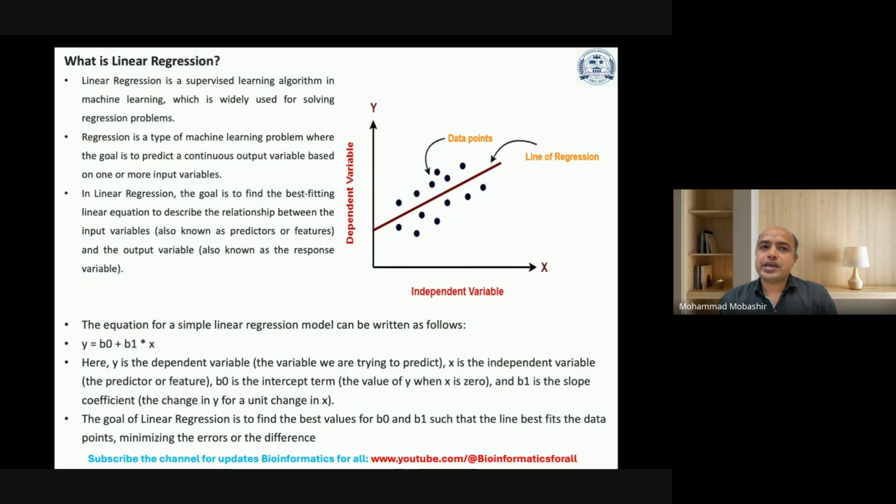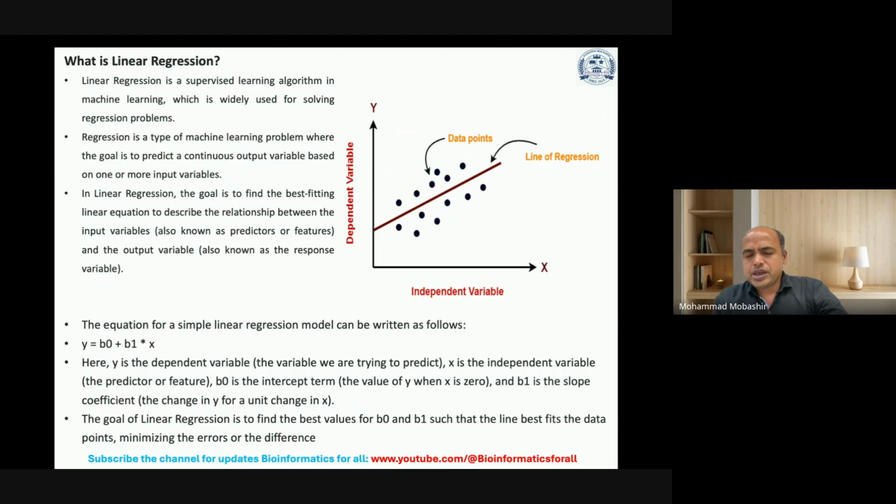Linear regression is a supervised learning algorithm in machine learning which is widely used for solving regression problems. Regression is a type of machine learning problem where the goal is to predict a continuous output variable based on one or more input variables. The goal is to find the best fitting linear equation to describe the relationship between the input variables and the output variable, which you can see in this figure. What are the dependent variable and the independent variable, the data points, and finally the line of regression.